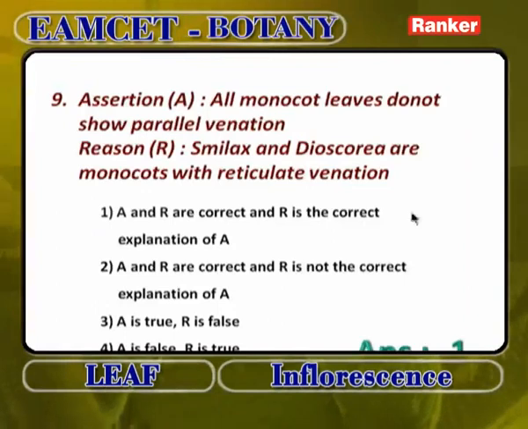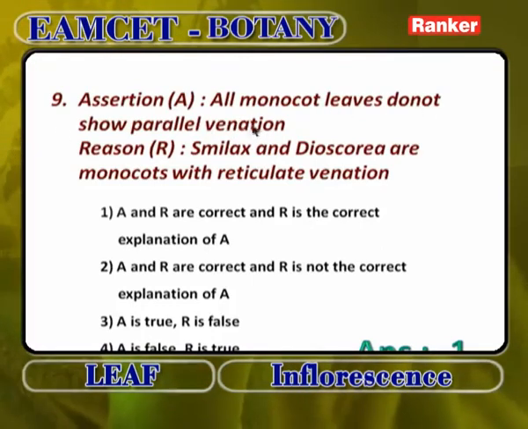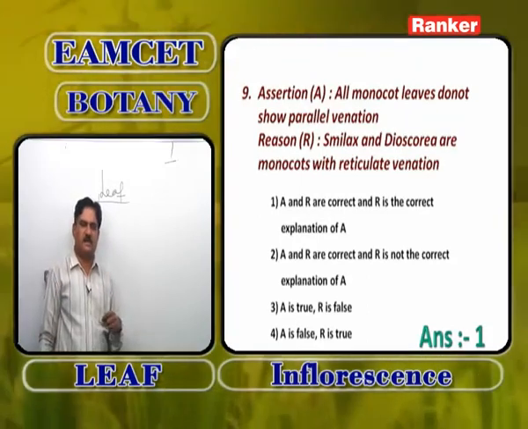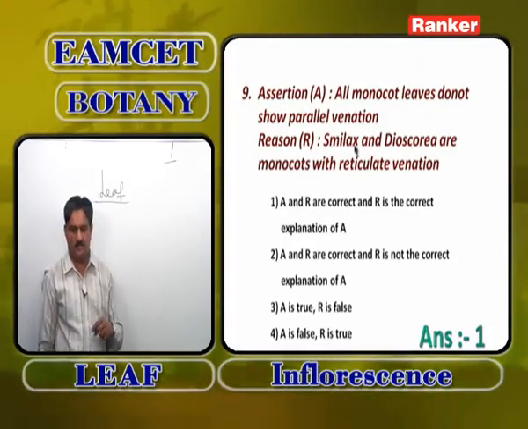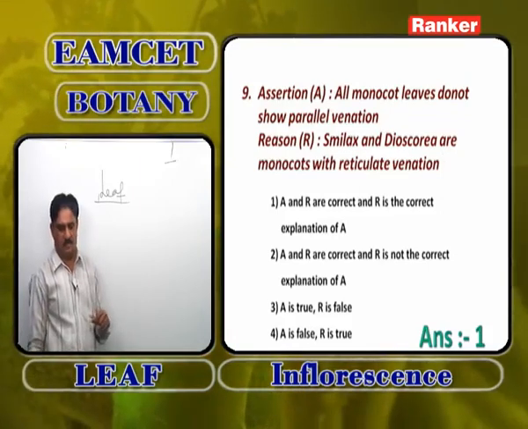Next, assertion: all monocot leaves do not show parallel venation. Reason: Smilax and Dioscorea are monocots with reticulate venation. So because all monocot leaves do not show parallel venation only, that statement is true, because Smilax and Dioscorea are two monocots with reticulate venation.